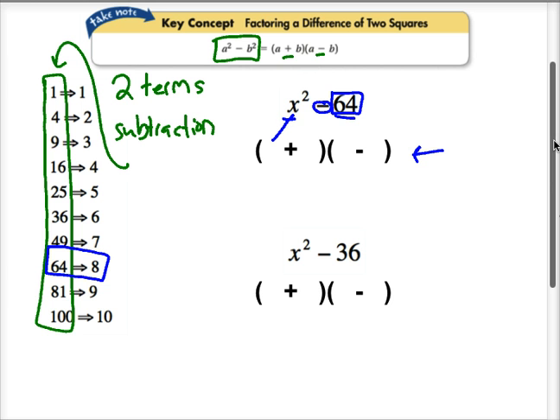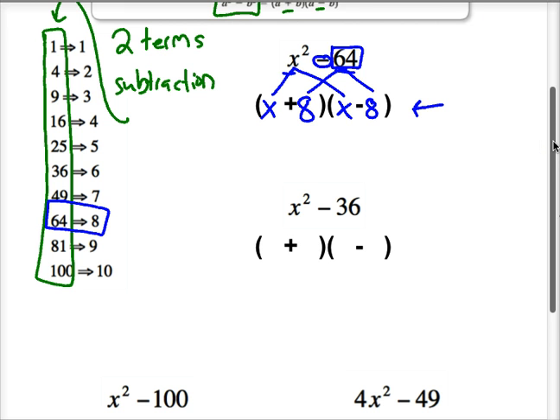And then, where does x squared come from? Well, x squared comes from x and x. Where does 64 come from? Well, 64 comes from 8 and 8. Okay, so again, basic structure is not difficult. It's just easy to forget when you have all these other types of factoring you're concerned about. But the pattern holds true all the time.